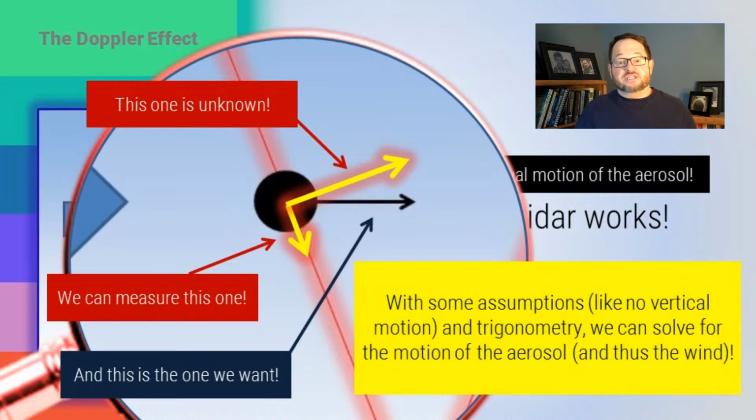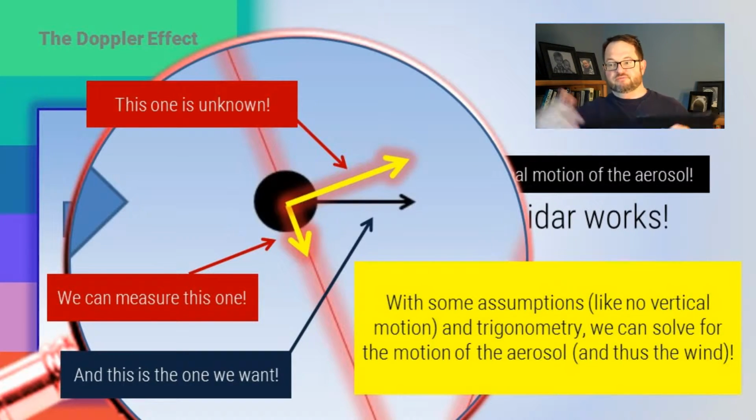But if you make certain assumptions, most notably that there's no net vertical motion going on at the time, which is not a terrible assumption averaged over time, and you use a bunch of trigonometry to figure out all the angles and so on, you can actually solve for the motion of that aerosol and therefore the wind. You can actually solve for that black vector right there. It's not easy. It involves a bunch of assumptions, but the errors cancel out over a large sample of aerosols, which is exactly what's going to happen.